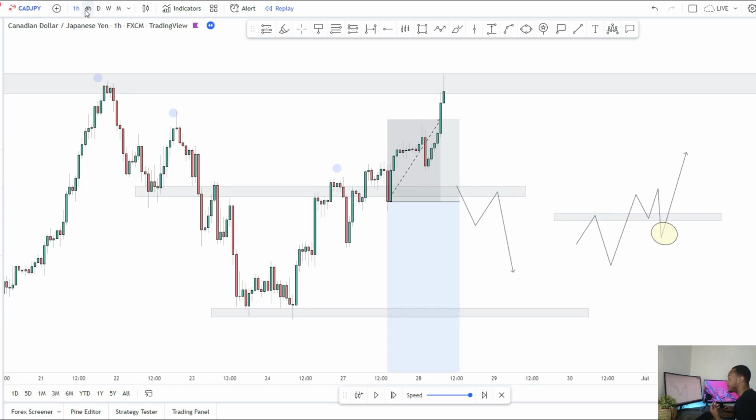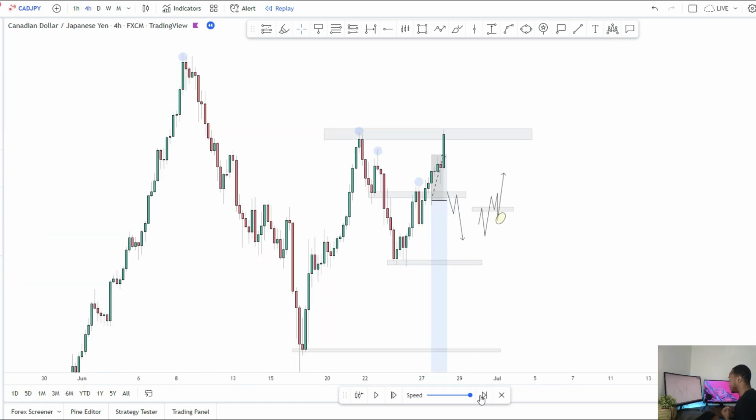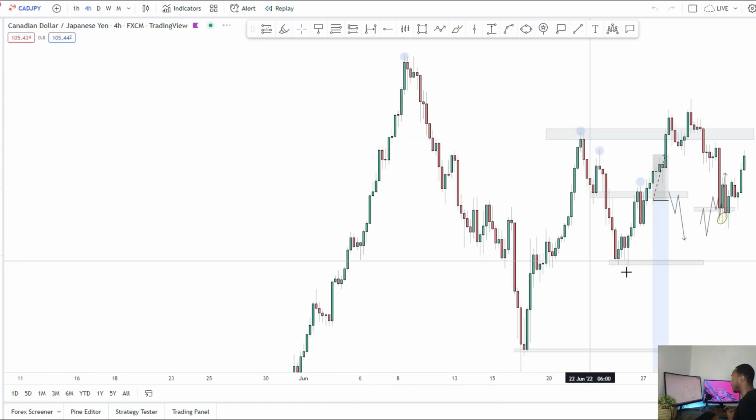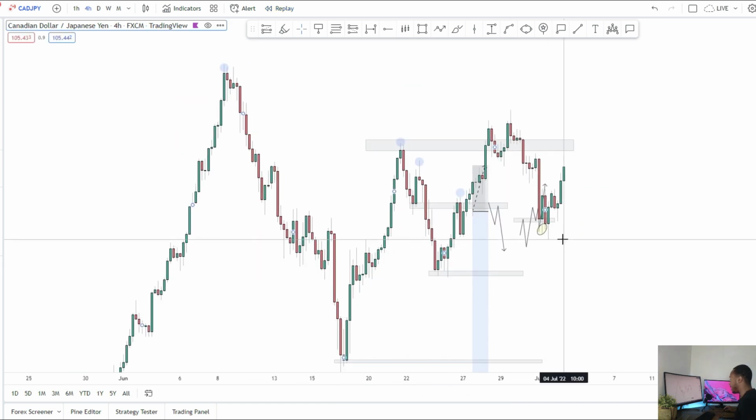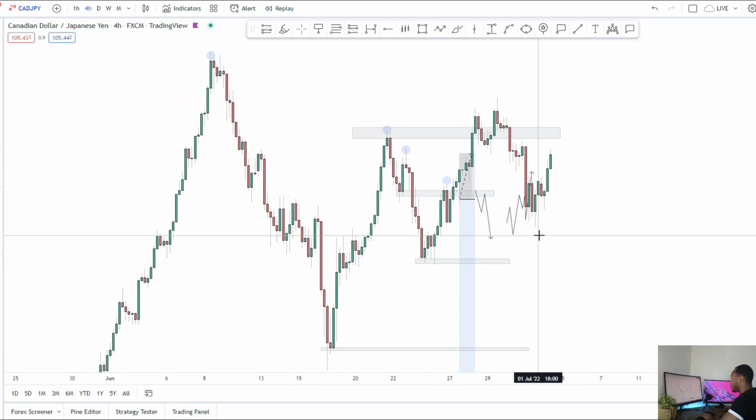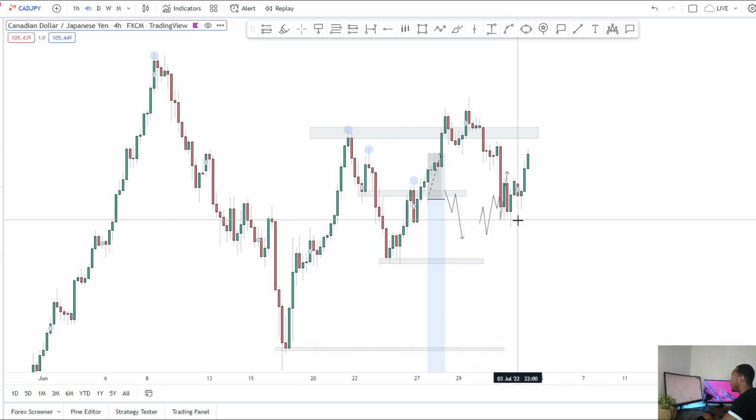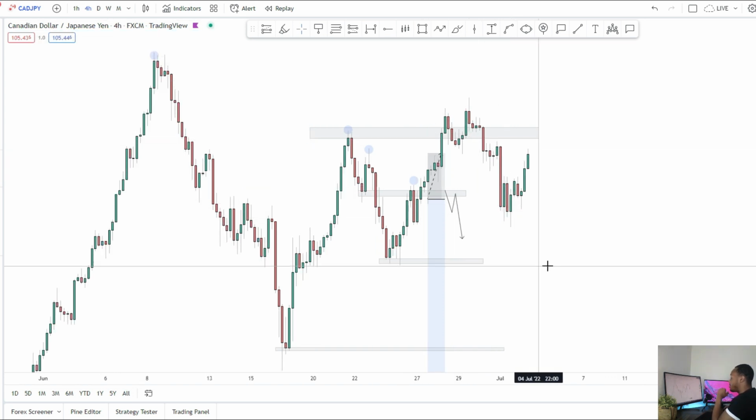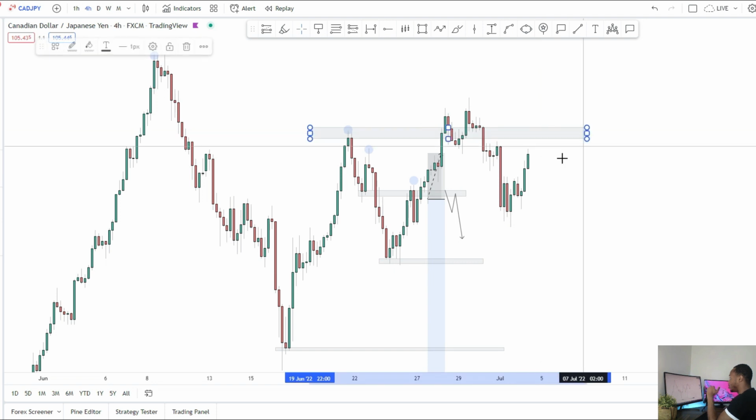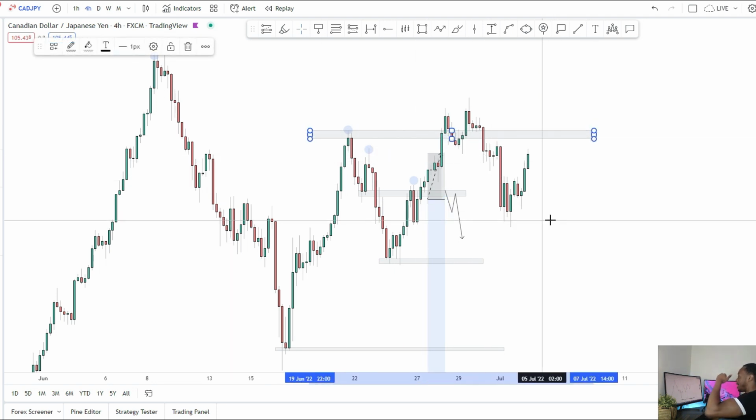I mean, I'm still expecting CADJPY to head to the downside. If I just get rid of the replay tool here, you can see we are still failing to break through that level up there. So I'm still bearish on the pair. As long as we don't break through this, I'm still looking for this level to be the lower high resistance, and that's to melt back to the downside.